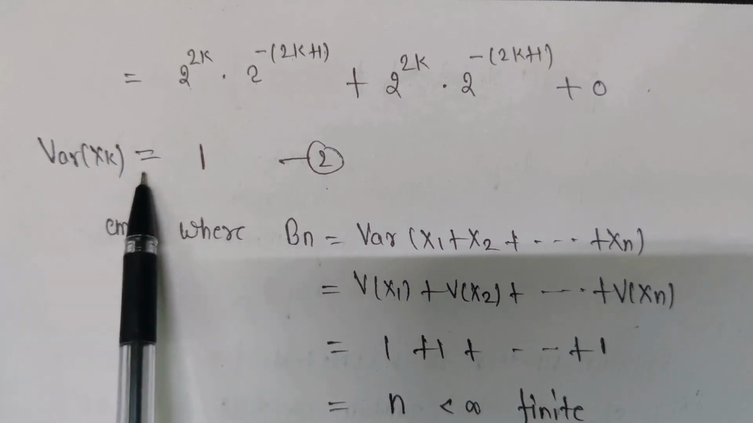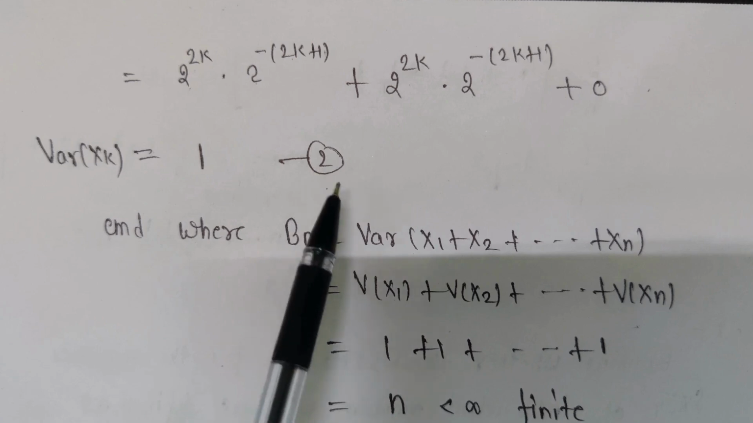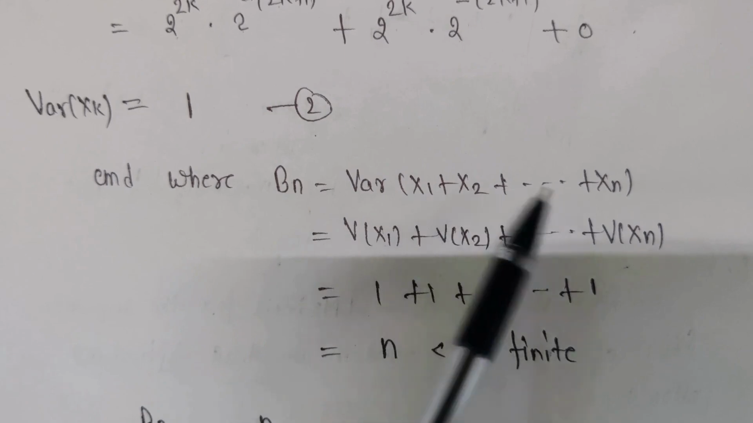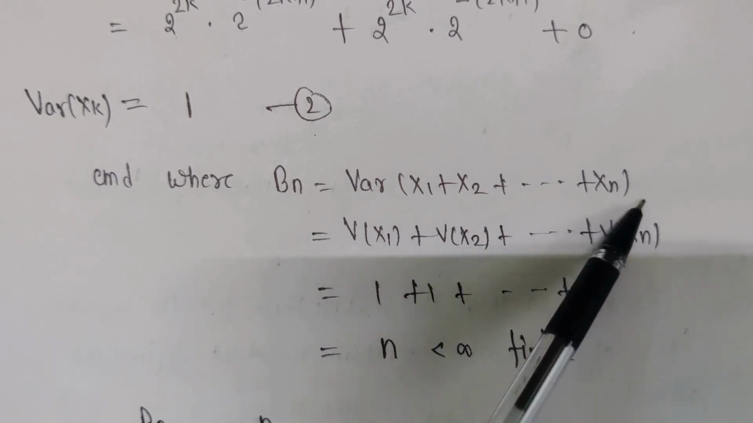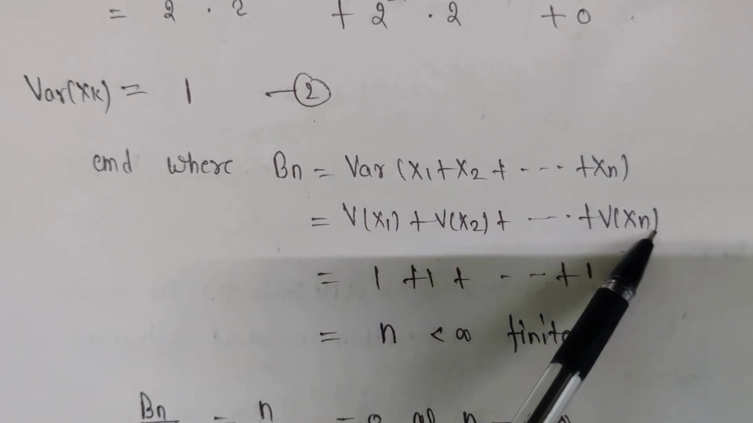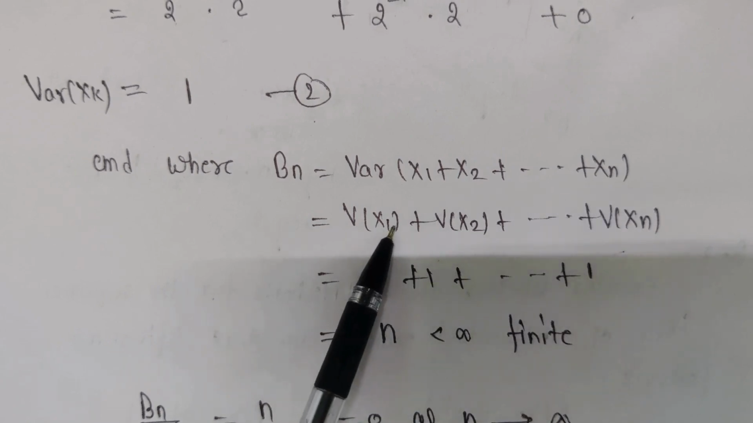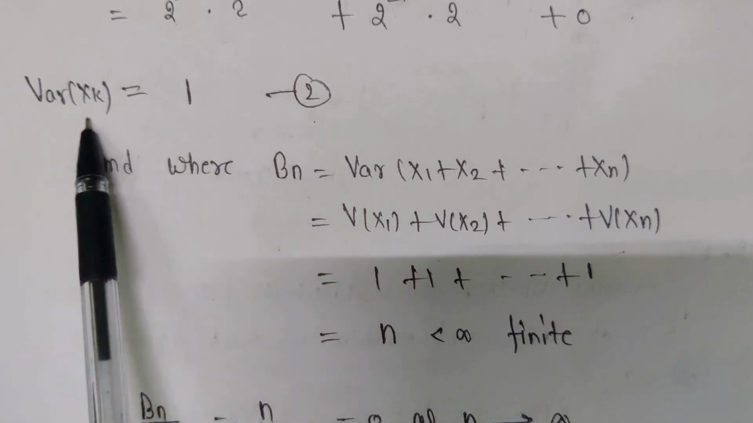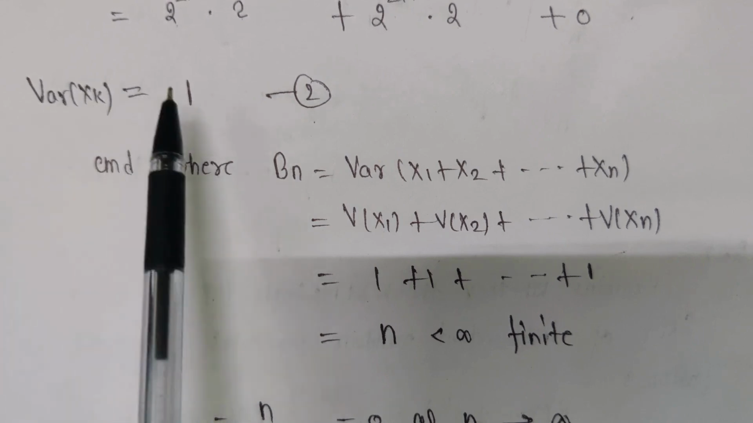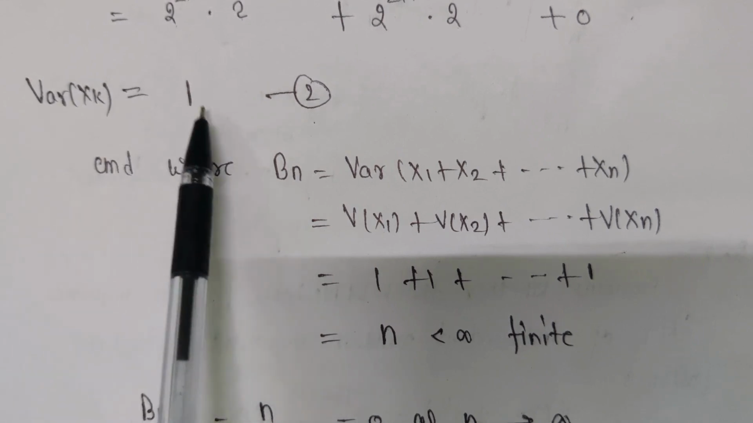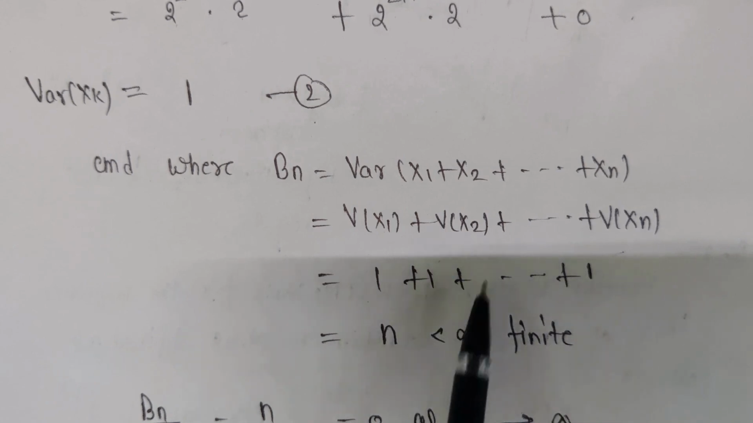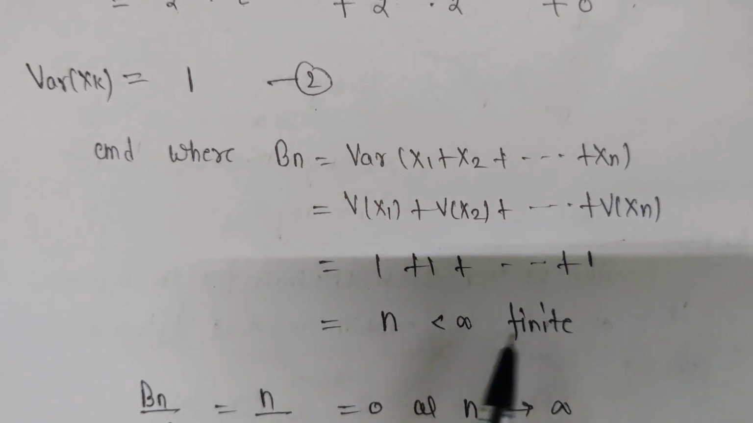Is it clear? So the variance of xk is 1, and our target is to find the value of Bn. We know that Bn is equal to the variance of the sum of the random variables, and all xi's are independent. So you can write it as variance of x1, variance of x2, and so on, plus variance of xn. For the variance of x1, just simply put in k equal to 1 in equation number 2. So what will we get? The variance of x1 is 1, variance of x2 is 1, variance of x3 is 1, variance of xn is 1. So the result is 1 plus 1 plus and so on, 1. The final result for Bn is n, and n is a finite value.